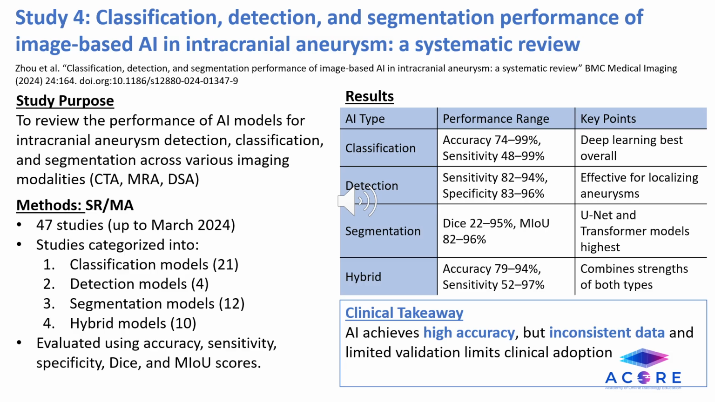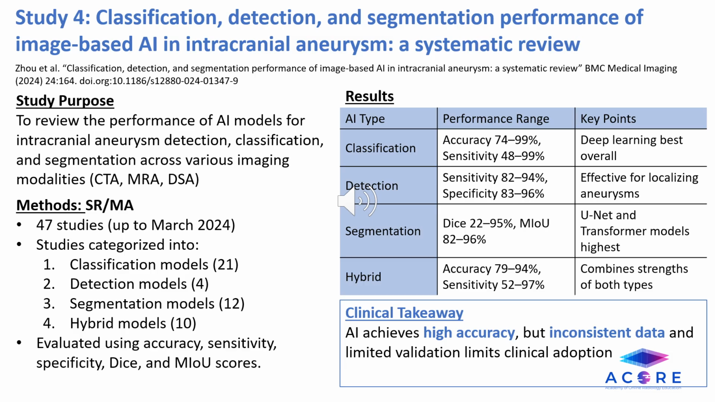In terms of performance, classification models achieved accuracies between 74 and 99%, with sensitivities up to 99%. Detection models had sensitivities between 82 and 94% and specificities up to 96%, showing good localization. Segmentation models performed well too, with DICE scores ranging from 22 to 95% and MIOU scores up to 96%. The DICE score and the MIOU, or mean intersection over union, both measure how closely the AI segmented area matches the radiologist's outline. So, higher values mean the AI is doing a better job at accurately outlining the aneurysm.